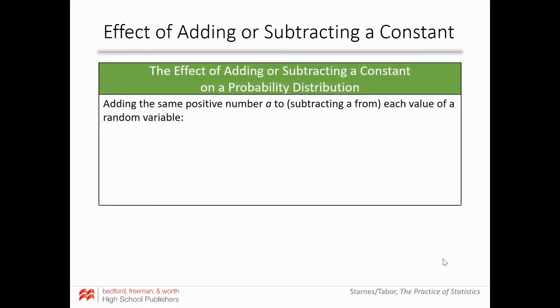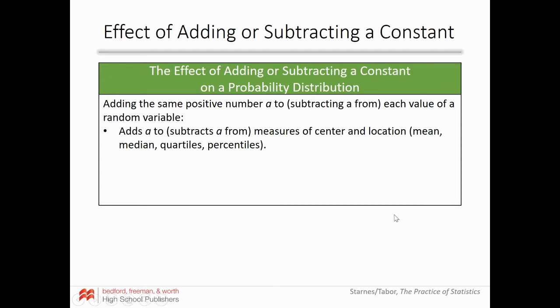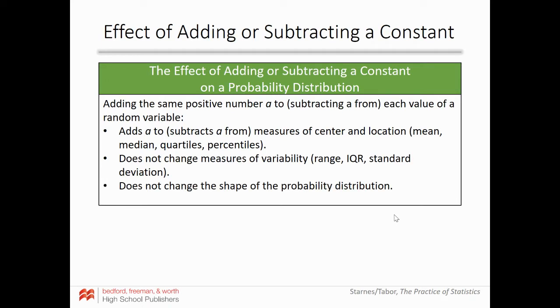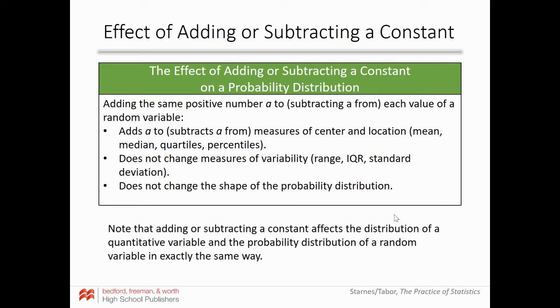So just as a recap, adding or subtracting a number to each of the random variables adds or subtracts to the mean, does not change the variability, and does not change the shape of the distribution.